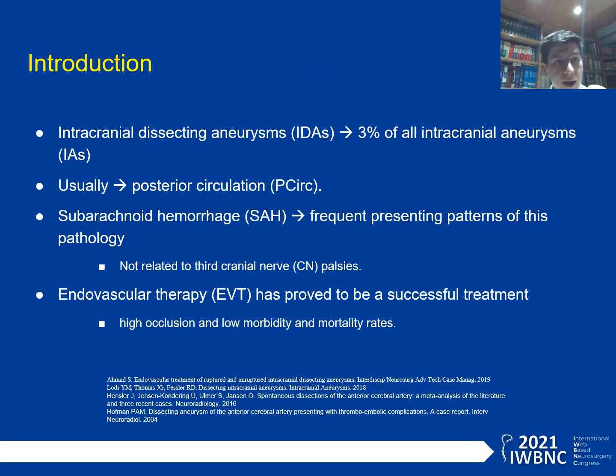We all know that intracranial dissecting aneurysm is about 30% of all intracranial aneurysms, usually in the posterior circulation. Subarachnoid hemorrhage is a frequently presented pattern of this pathology, but it is usually not related to third cranial nerve palsies, as in our case. Endovascular therapy has proved to be a successful treatment with a high occlusion rate and low morbidity and mortality.